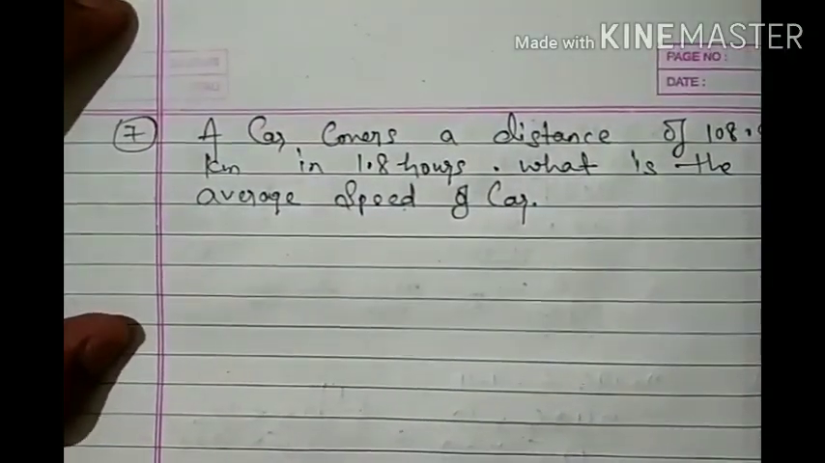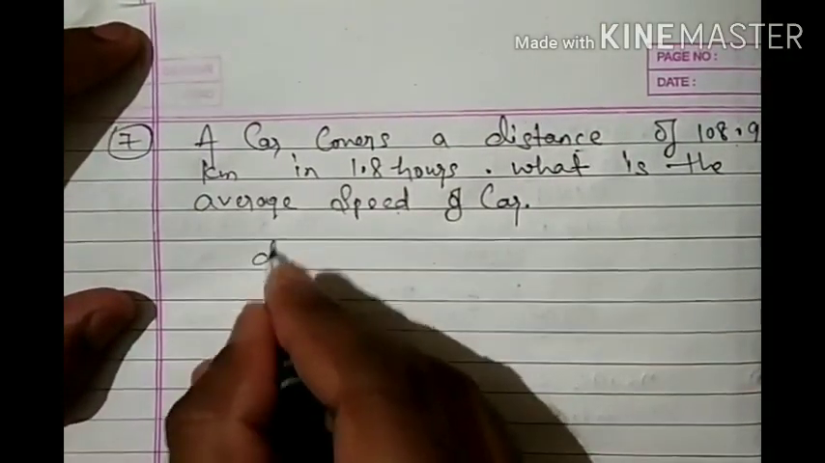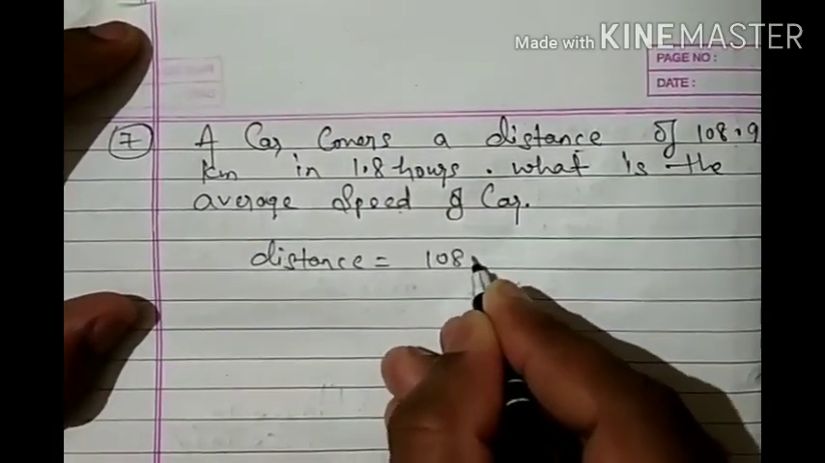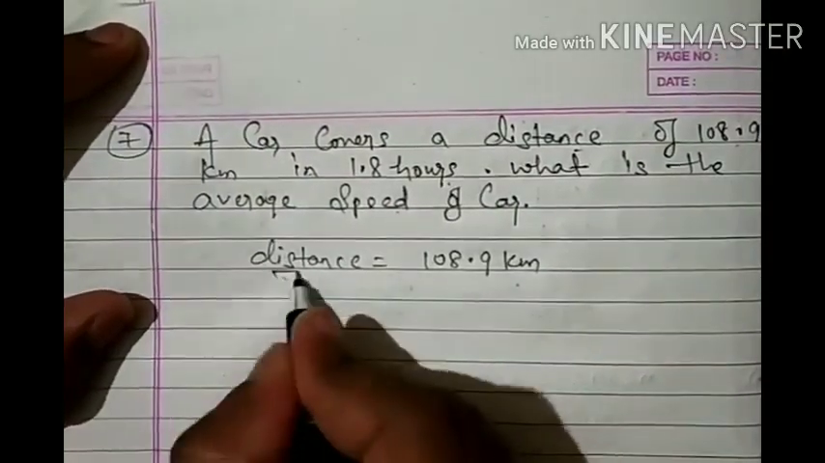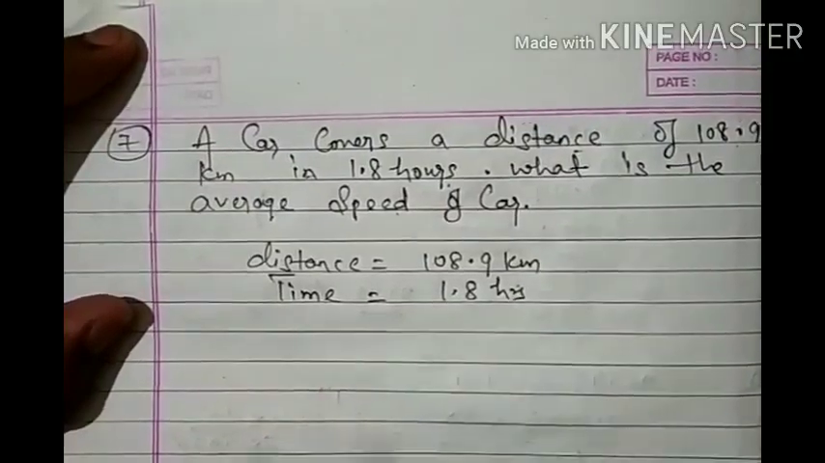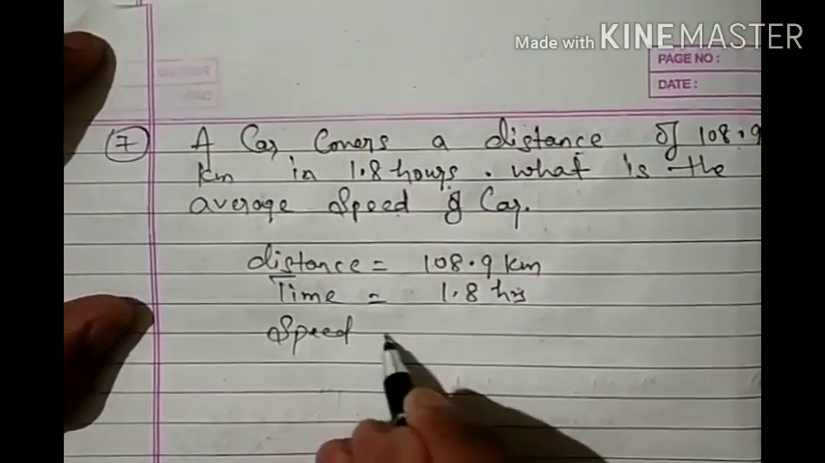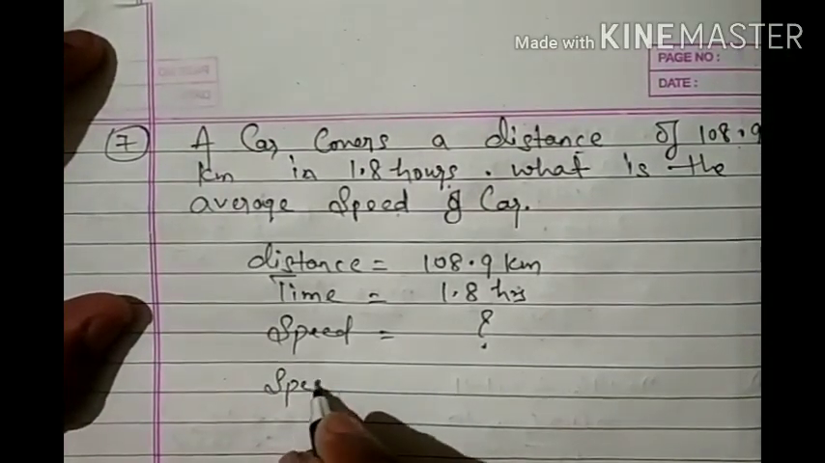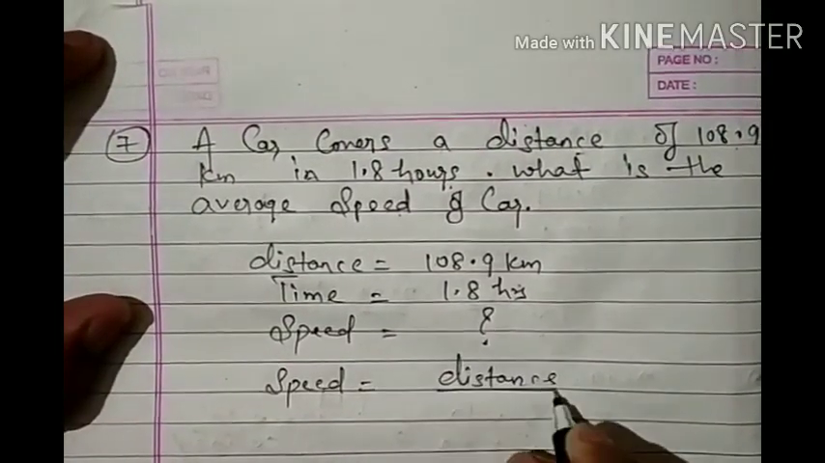This is our question. A car covers a distance of 108.9 kilometer. What is the distance? 108.9 kilometer in 1.8 hours. What is our time? 1.8 hours. What is the average speed? We have to calculate speed. Many of you know the formula of speed. Speed is equal to distance by time.